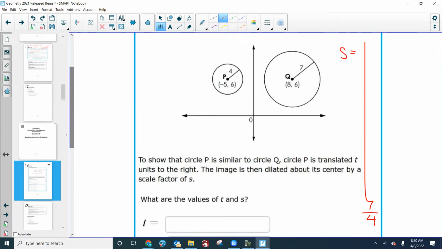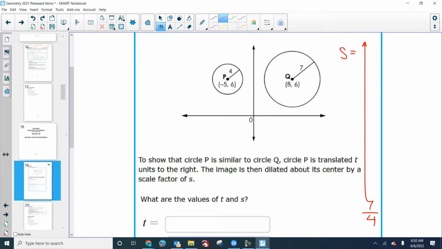Whoa. There. 7/4. It's a weird day. All right. Remember, the dilation was new divided by original. 7 divided by 4. Okay?